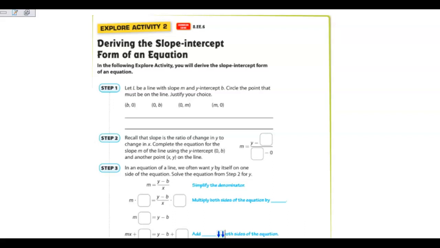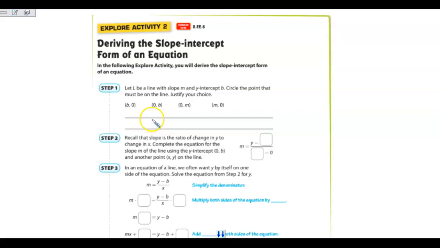This is talking about how they come up with the slope-intercept form of an equation, which is the y equals mx plus b. And we're going to find out where that comes from. So let L be a line with a slope m and the y-intercept b. Circle the point that must be on the line and justify your choice. So if we have a line, and this is our slope, and this is our y-intercept, which point must be on the line?